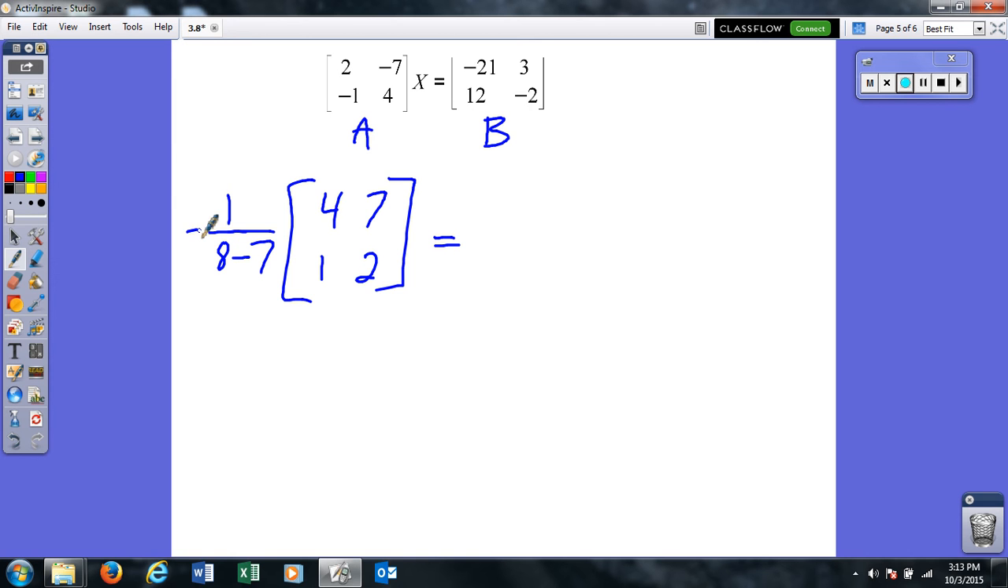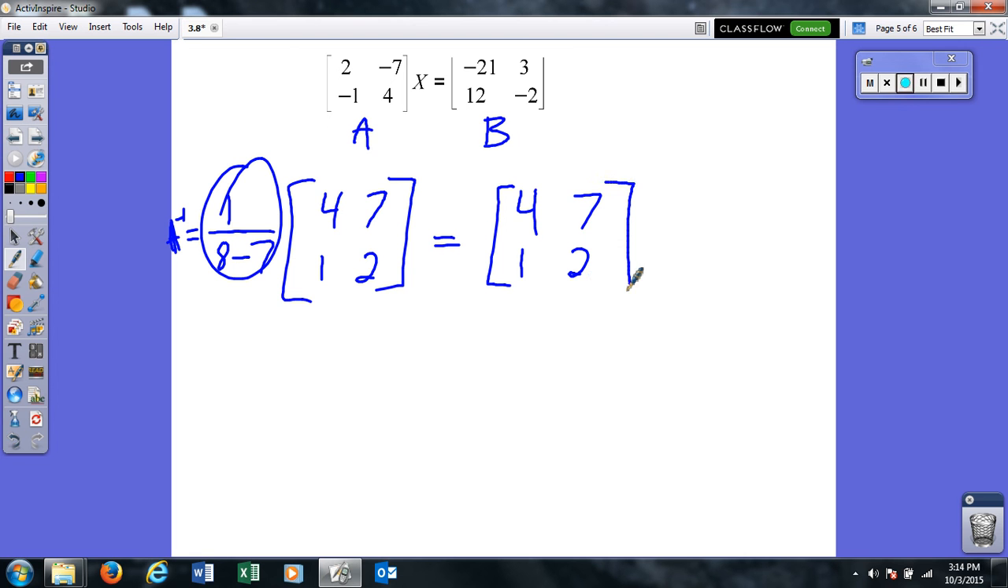So again, this is for the inverse, A inverse. All right, 8 minus 7 is 1, so we get 1 over 1. So basically the scalar here is really just 1. So the inverse matrix is 4, 7, 1, 2.